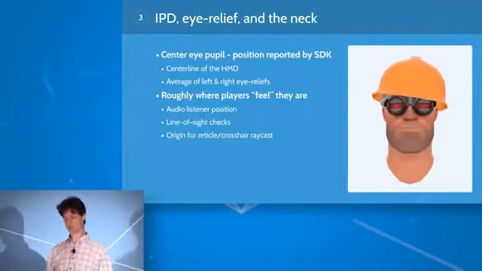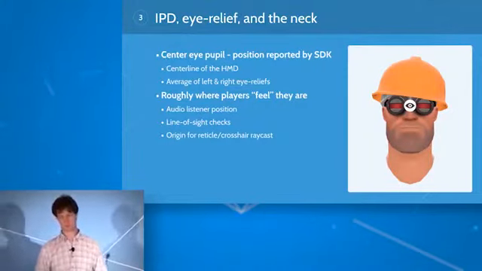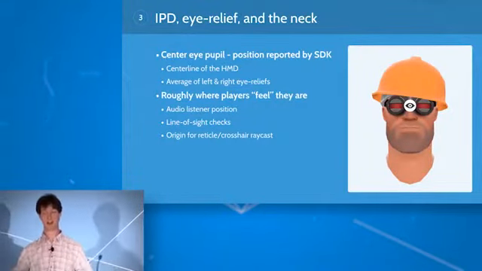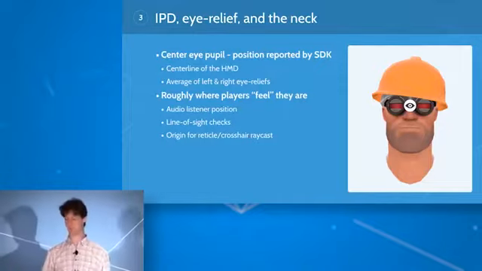So we talk about the center eye pupil, which is the position that the SDK says. When you say where is the user, this is the value you get back, and it's basically the average of the 2 eyes. So it's at an average eye relief back from the device, and it's in the middle. It's actually in the middle of the device. It's not midway between the 2 eyes.